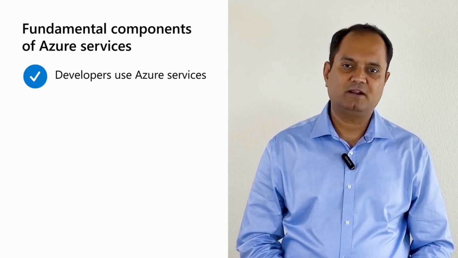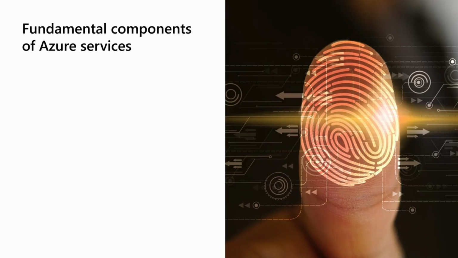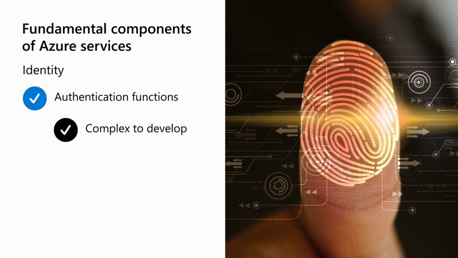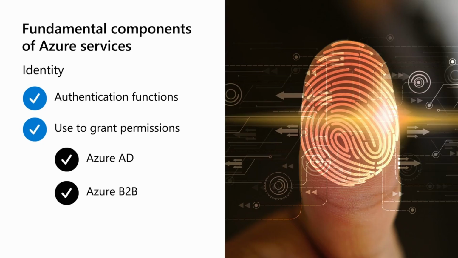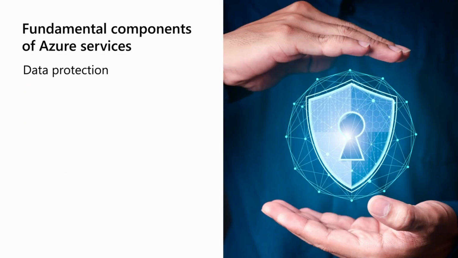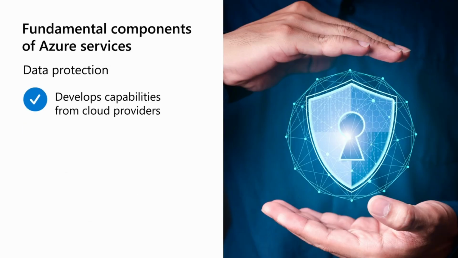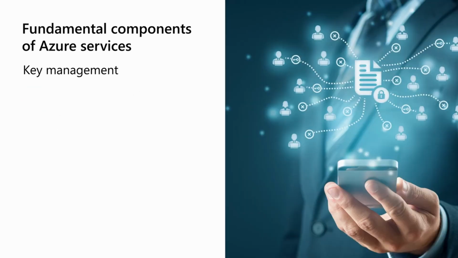There are 6 services for cloud provider. The first service is identity. User directories and other authentication functions are complex to develop and critical to security assurances. You can choose Azure Active Directory, also called Azure AD, Azure AD B2B and B2C, or third-party for authentication and granting permissions to users, partners, customers, applications, and services. Next is data protection. It helps to establish capabilities from cloud providers, such as native encryption in cloud services, to encrypt and protect data. Then there is key management.